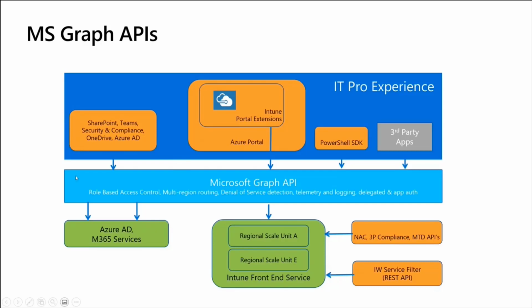And of course, the benefit to you as a developer is you get a consistent set of services that are hosted as part of Graph, such as role-based access control, multi-region routing, telemetry, logging, authentication for both delegated and app-only auth. Our Graph APIs for Intune then connect to the Intune front-end service, and that front-end service is then routed directly to regional scale units all around the world. Now, I had mentioned a couple of other APIs that are for our integration partners or for an information worker. Those APIs connect directly to our front-end service and don't go through Graph. So there are a set of APIs which are not part of Graph.